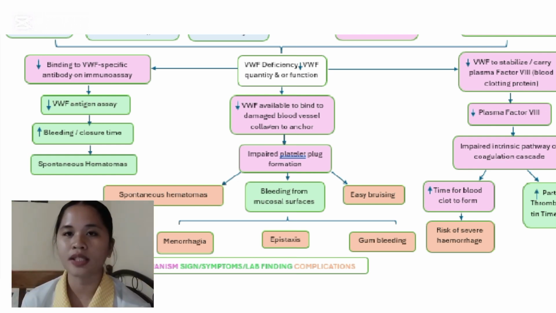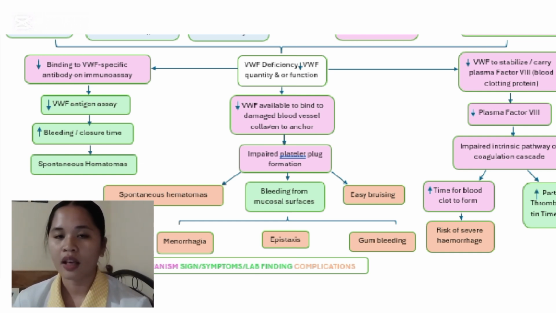We have bleeding from mucosal surfaces. Mucosal tissues such as those lining the mouth, nose, and the gastrointestinal tract have many small blood vessels and are particularly susceptible to bleeding. With impaired clotting, minor injuries to these tissues can lead to prolonged and sometimes spontaneous bleeding episodes. We also have easy bruising. Bruising occurs when blood leaks from the capillaries into the skin or soft tissues. Without proper von Willebrand factor function, even minor impacts can lead to significant bruising, as the lack of effective clotting means that the small bleeds do not seal off quickly.